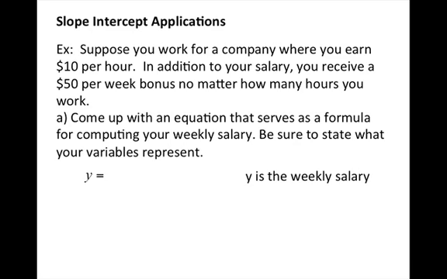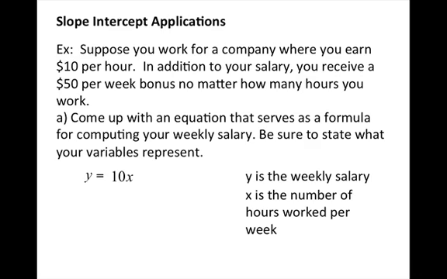Well, I find Y by taking the number of hours I've worked and multiplying them by the $10 per hour, and then adding the $50 per week bonus. So I'm going to begin with 10x, and this time I'm just going to let x be the number of hours per week that I've worked. Well, I take those number of hours per week that I've worked and multiply them by 10. And then I add my $50 bonus. So I end up with the equation y equals 10x plus 50.